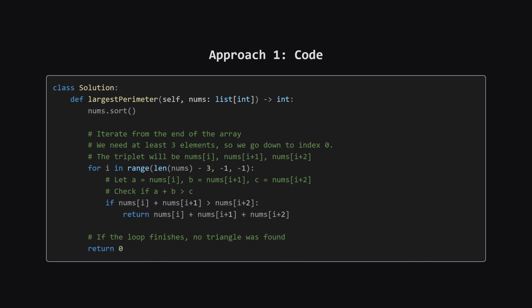And here's what that looks like in Python. First, we call the sort method on our list, nums. Then we set up a loop that starts from the third to last element and goes backwards. Inside the loop, we have our one simple check. We ask if the number at index i plus the number at index i plus 1 is greater than the number at index i plus 2. If it is, we immediately return the sum of those 3 numbers. If the loop completes without finding a valid triangle, we return 0 at the end. It's a really clean and efficient solution.